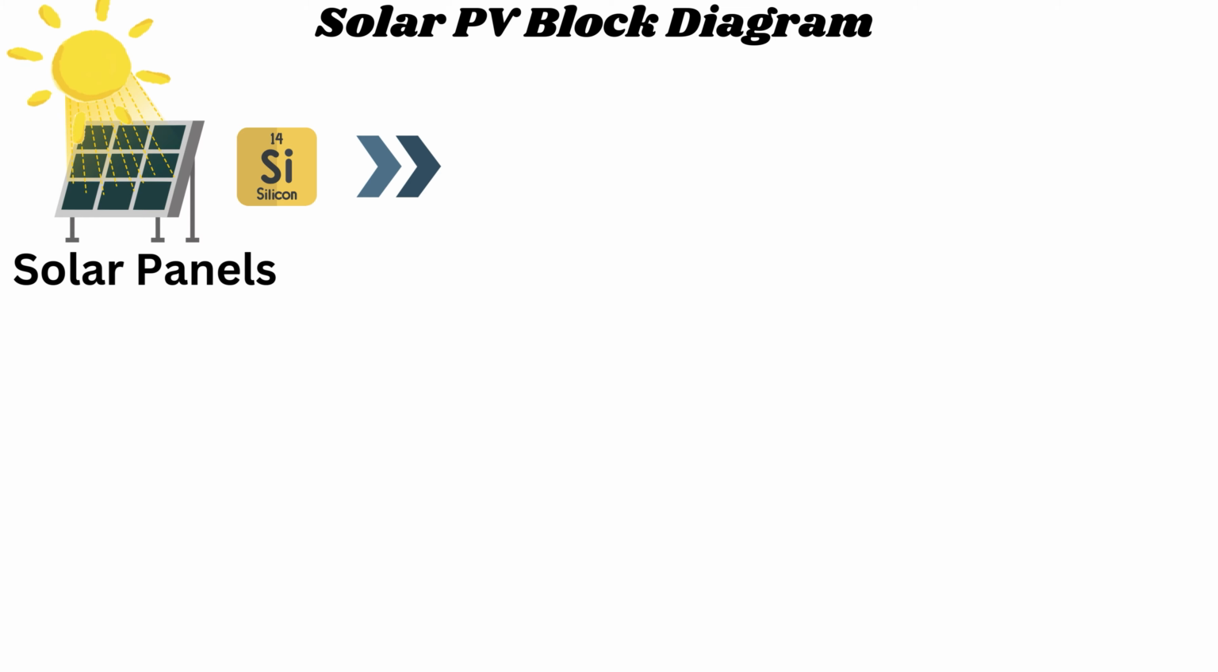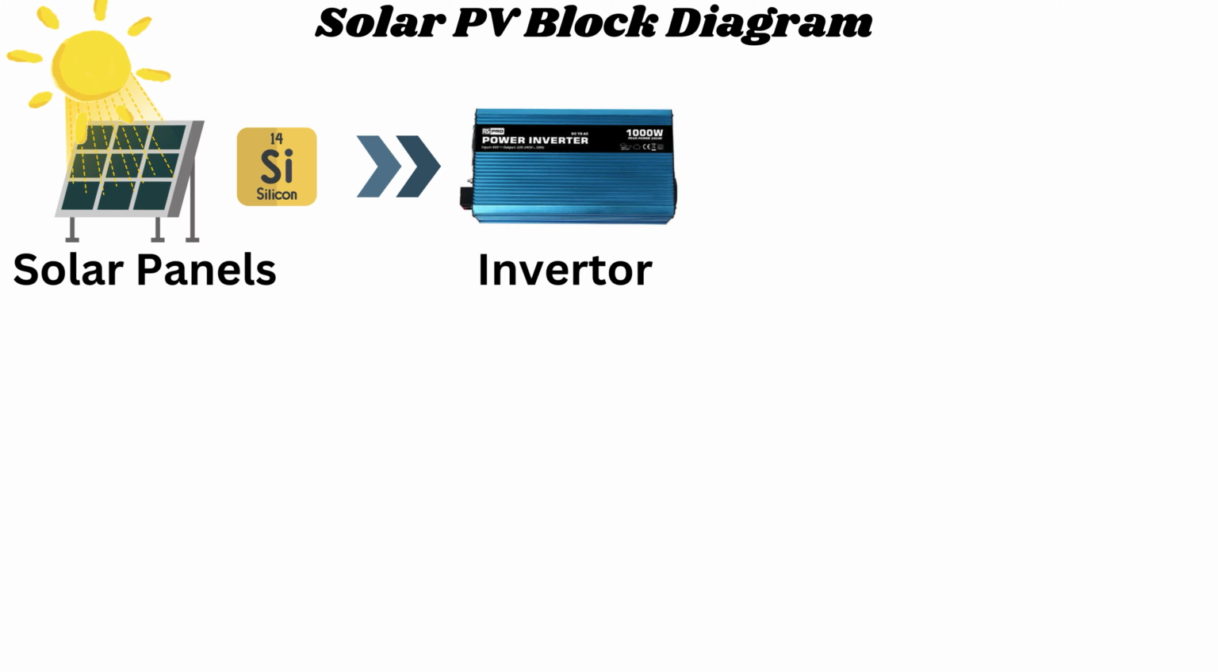Inverter. The direct current electricity generated by solar panels needs to be converted into alternating current to be compatible with most electrical appliances and the grid. The inverter performs this conversion.